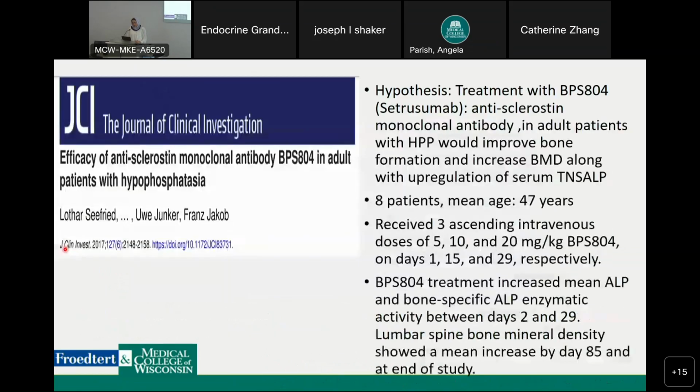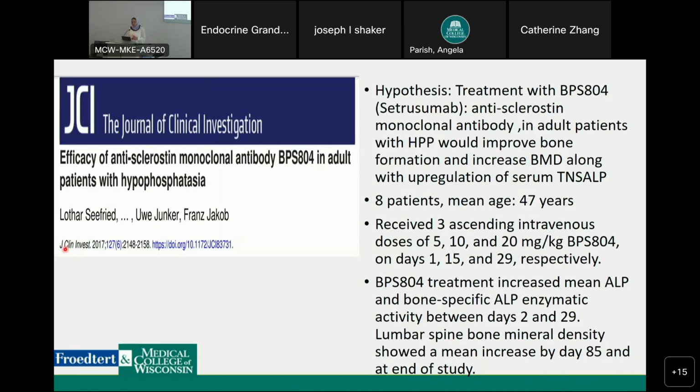And then what do we have for future treatment? There is a treatment that is actually approved in Europe now. It's an anti-sclerostin monoclonal antibody. Sclerostin inhibits osteoblasts, so when we have the anti-sclerostin antibody, we decrease the inhibition of the osteoblast, and then the level of alkaline phosphatase might be increased with that.